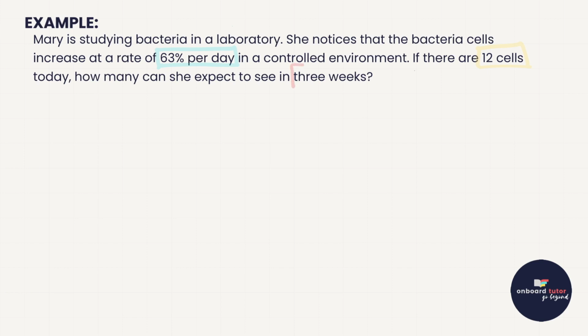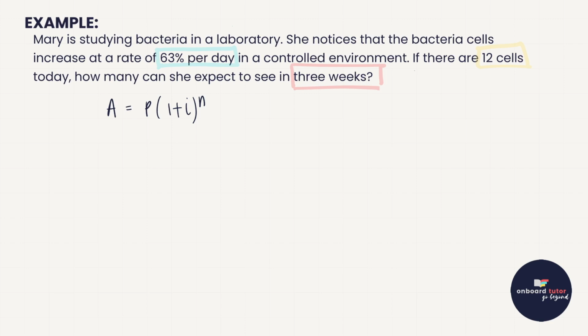Okay, so now let's think about this. Bacteria, basically every time there's a new bacteria, that bacteria is going to multiply. So this is definitely going to be a compound interest question. And so let's start by putting the compound formula down. So A equals P(1 plus i) to the power of n.